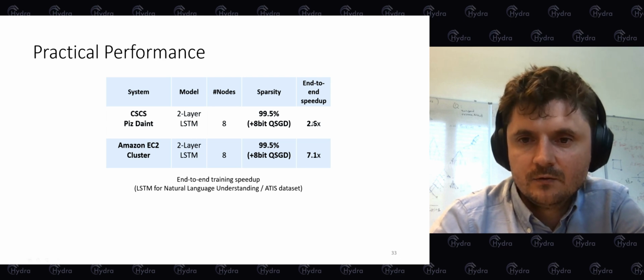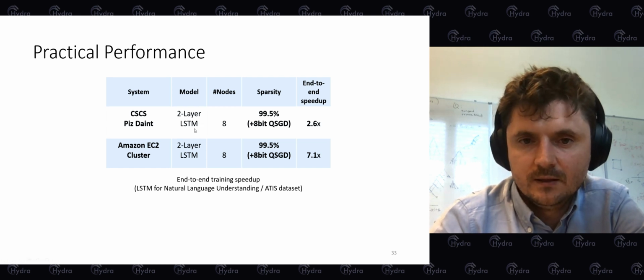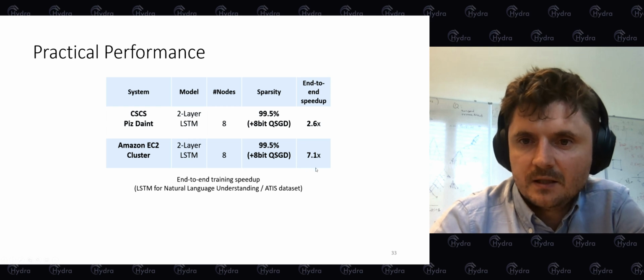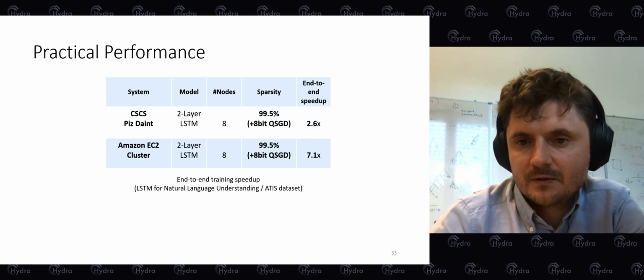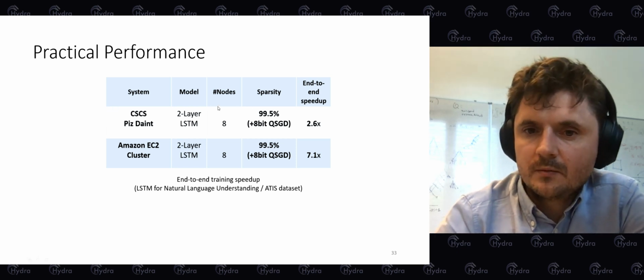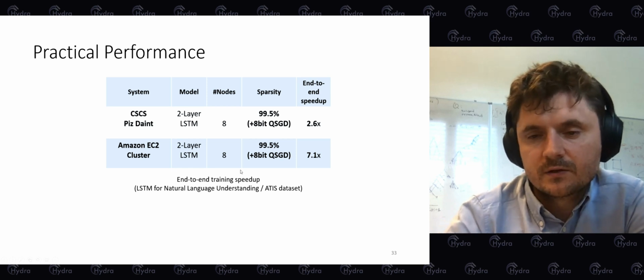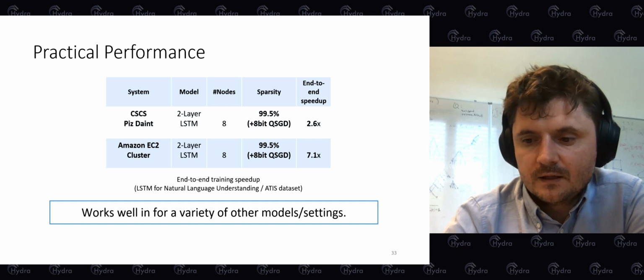We're able to get a 2.6x speedup in end-to-end convergence, like time to convergence for the training of this speech model. And then on an Amazon cluster, on exactly the same setup, we get about a 7x speedup in terms of end-to-end convergence. The difference here is that it's exactly the same software, it's just that the network on Piz Daint is much faster than the one you would get on EC2, which limits the speedups you can show. We can also observe that this works in a variety of other models and settings.